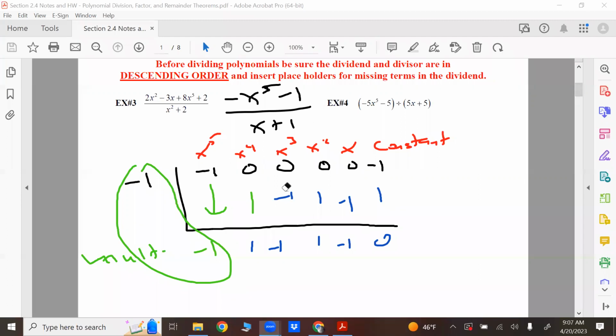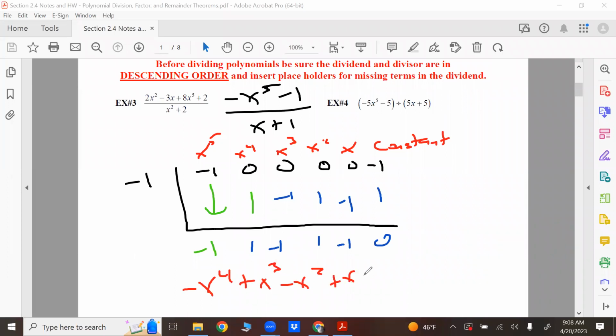Negative one. So what do all these numbers represent? They represent the coefficients of your answer. So it's going to be -x^4 plus x cubed minus x squared plus x minus 1. Wait, what happened to the next coefficient? So what happens when you do the division? Great question. You always go one less, because you're doing division, right? So you go one less in the degree. Always go one less.